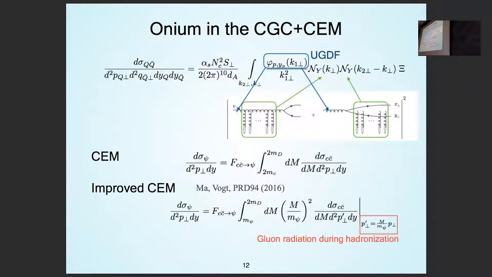As for quarkonium production, we can use the quarkonium production model, because to get this expression we have already summed over all color states and spin states. In my talk I use the color evaporation model. The difference in the improved color evaporation model is that gluon radiation during hadronization is taken into account, while the remaining part is the same. F is the transition probability from a QQ bar pair to a physical bound state.